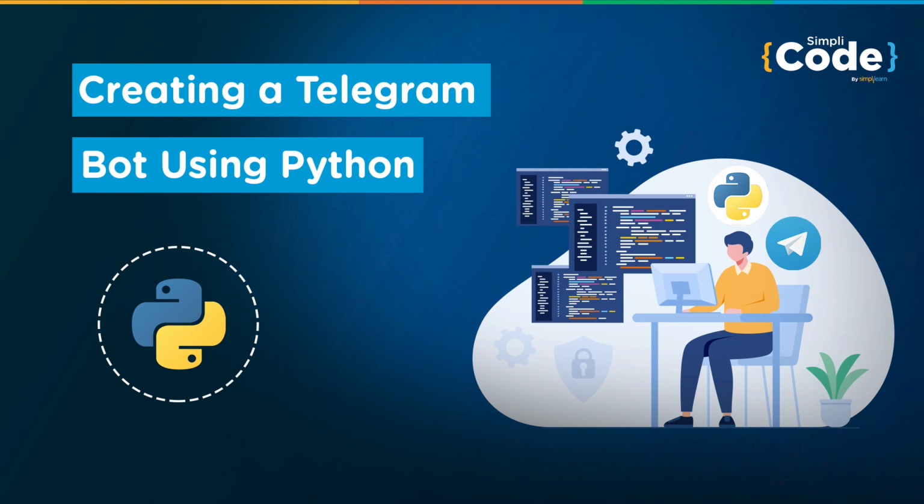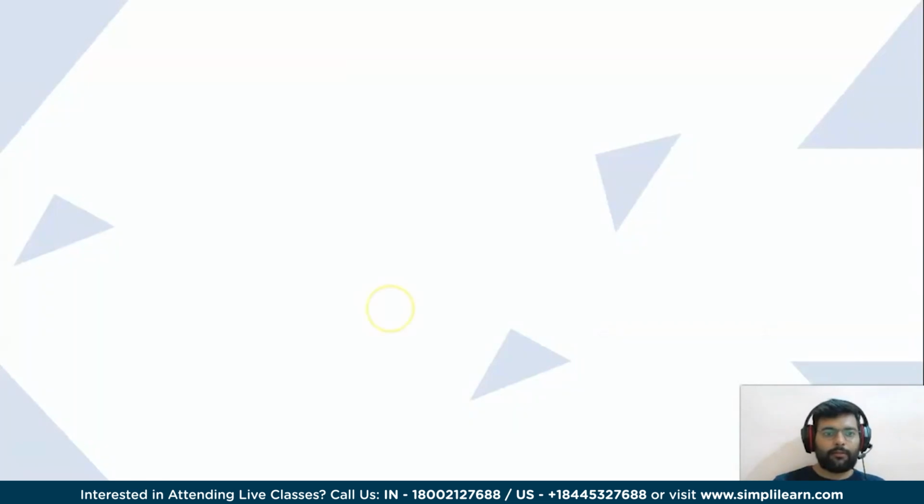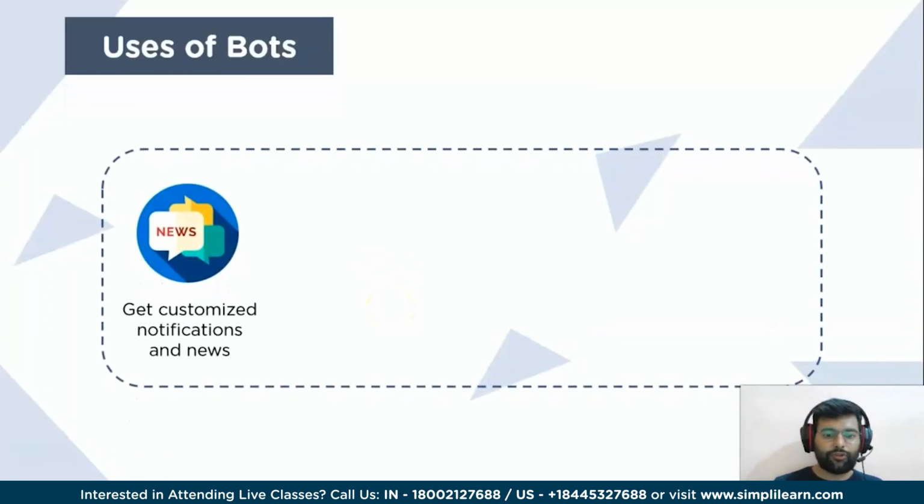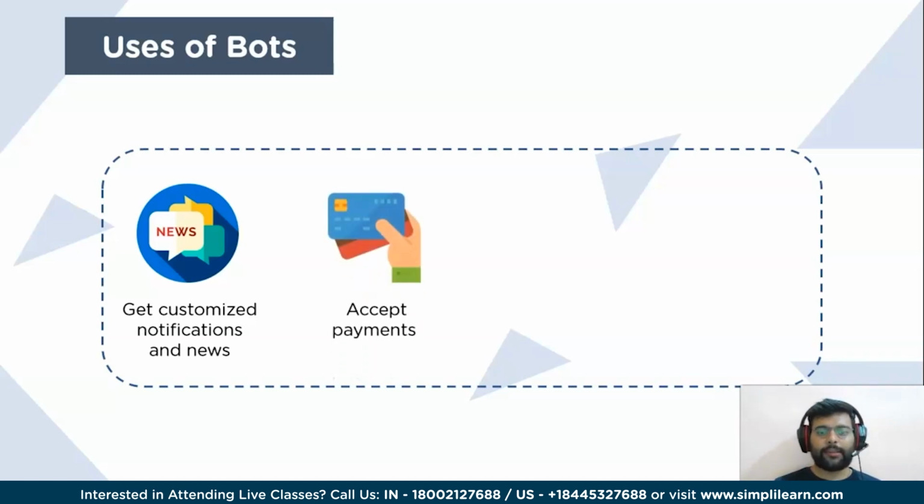Now, let's understand the uses of bots. The first use of bot is to get customized notifications and news. A bot can act as a smart newspaper sending relevant content to its subscribers as soon as it's published. The next use is accept payments. A bot can offer paid services or work as a virtual storefront.